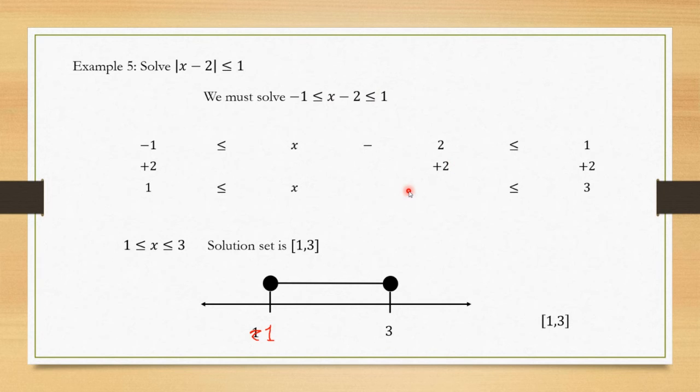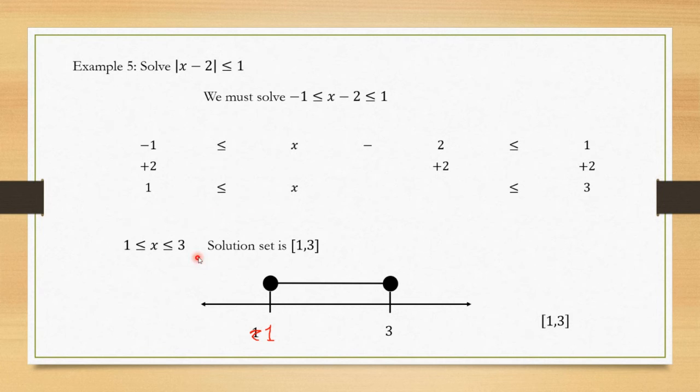Once we do that, we get x in the middle, right? And again, what you do to one side, you have to do to the other. We added 2 here, so we have to add 2 here and here. We get x less than or equal to 3, greater than or equal to 1.